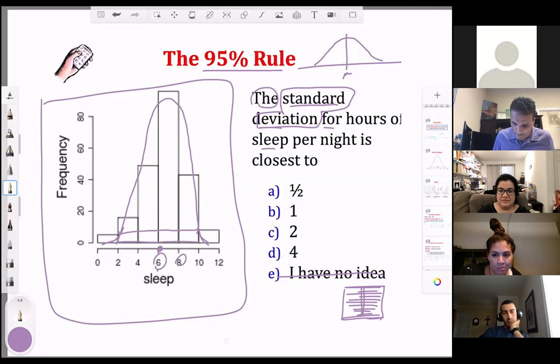So for the 95% rule, that means we have 2 standard deviations here and 2 standard deviations over there. So this much should be 2 sigma and that one should be 2 sigma. So this should be 2. That 2 gives you 10. Again, exactly the same. So 2 will be the answer.